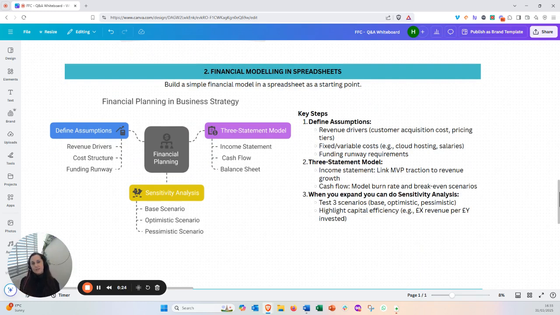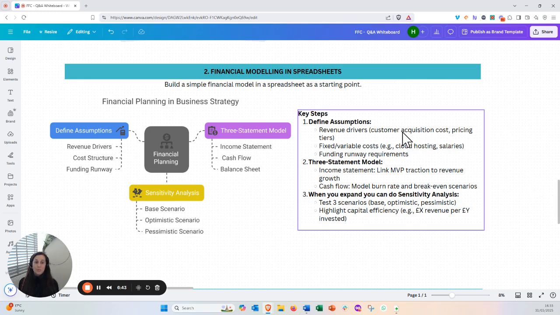So this is the first step, and this is where I would say to start really simply and find a template. And in the group, I've got a few different templates to offer. Just start really simply and outline your assumptions. What do you believe are going to be your revenue drivers? How much do you think it's going to cost you to acquire those consumers? Where are you going to get them? What pricing do you have? What revenue streams are there? How are you going to drive all of those factors?